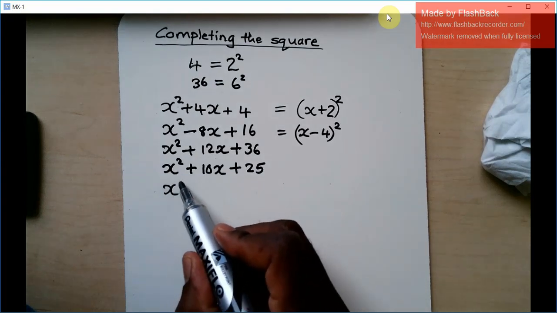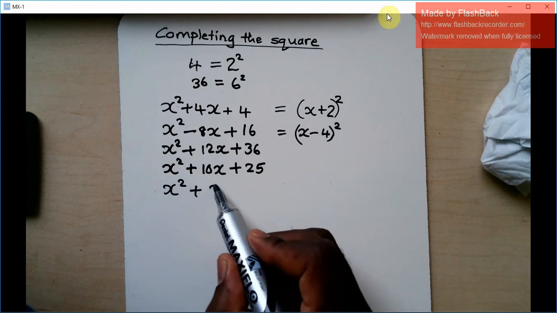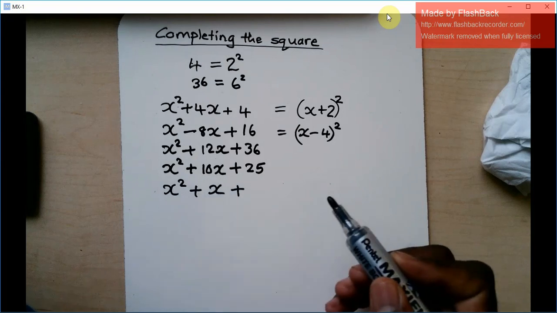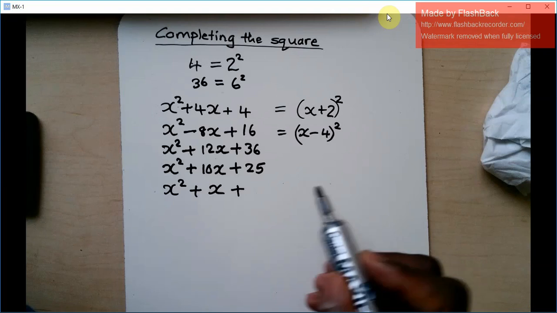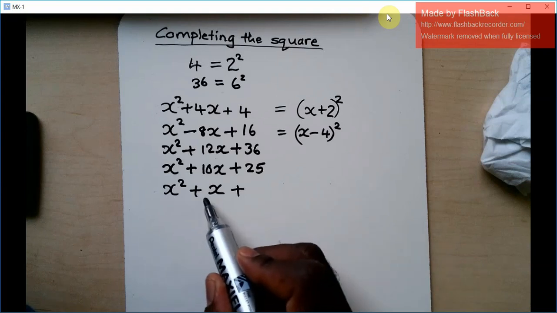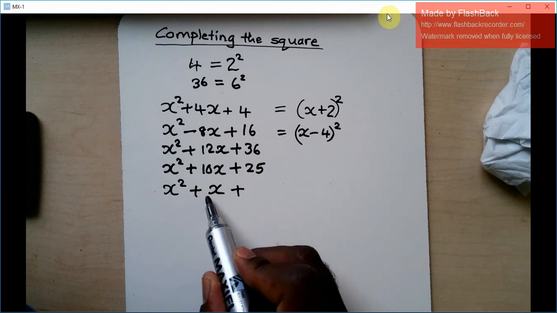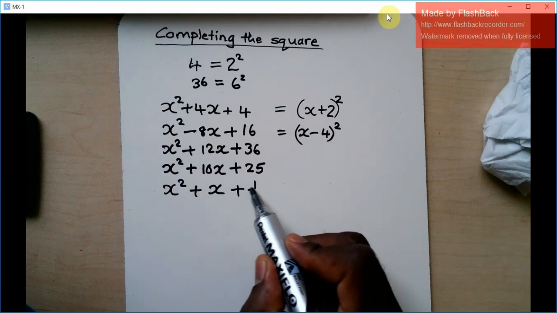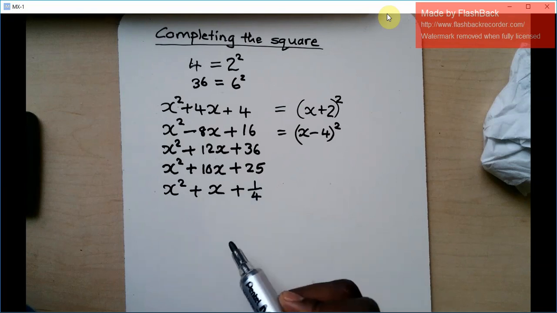Another example is x squared plus x. It shall be followed by, now this time around we have the coefficient of x as 1. So it shall be followed by half of 1, which is 1 over 2. If we square that, it's going to be a quarter.